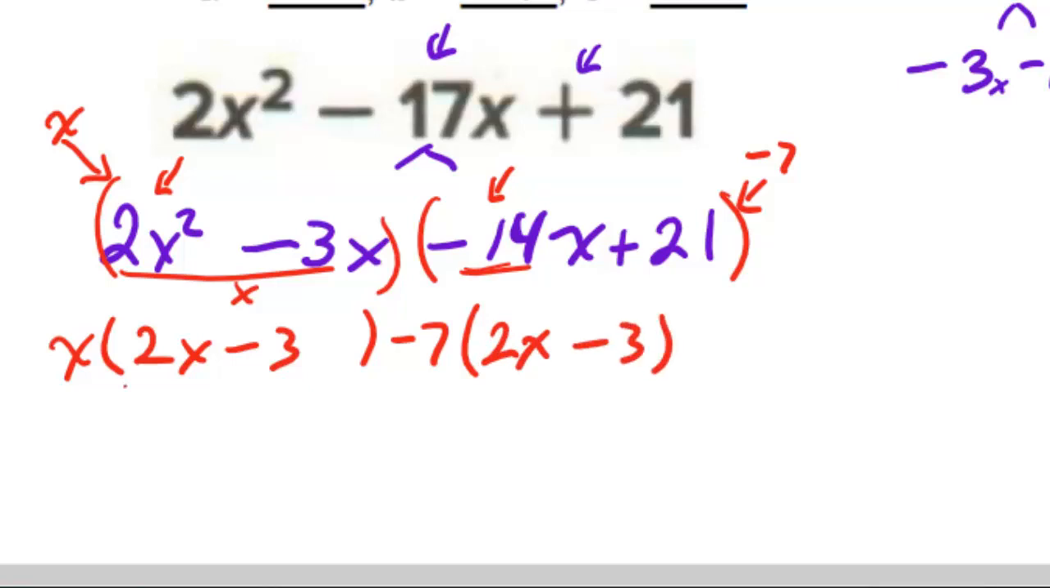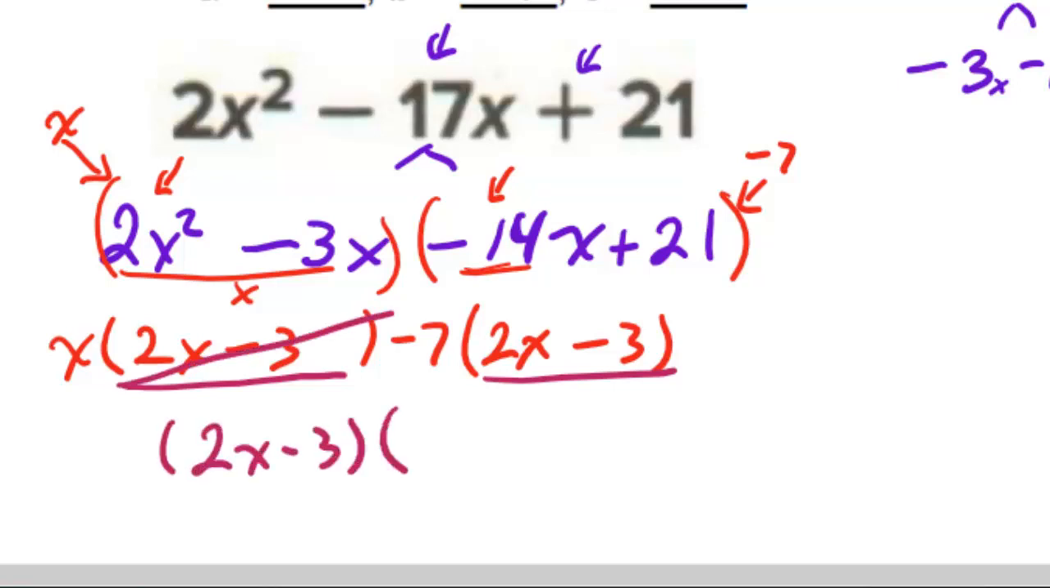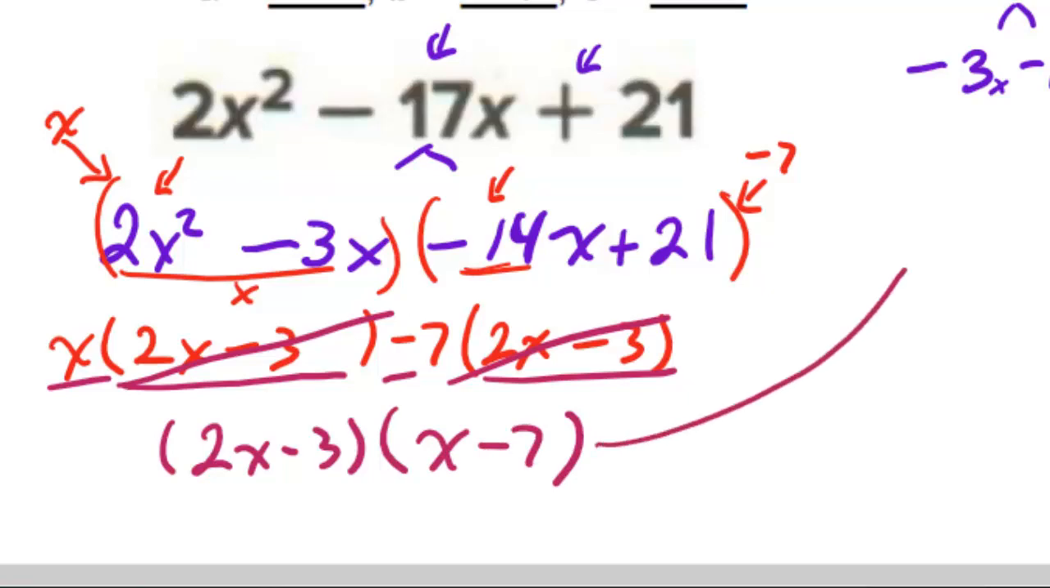And now we can clearly see we have a 2x minus 3 and a 2x minus 3. When you see the same two factors there, you know you've been doing this right. So factor that out again, 2x minus 3. And when you divide those out, those two go away, leaving you with x minus 7 left over. And if you're ever unsure again, you can just multiply these together, and you should get the original quadratic back again.